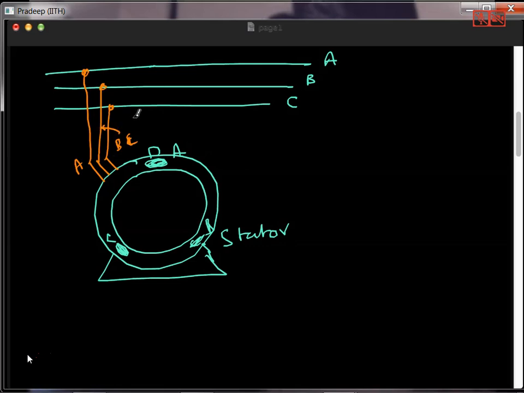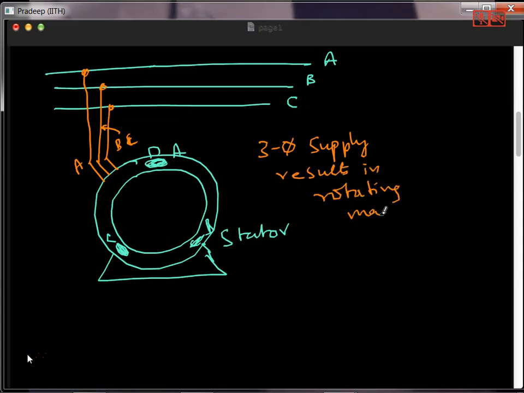As a result, a rotating magnetic field is set up. The three-phase supply results in a rotating magnetic field in the air gap. So this is the air gap, and inside this air gap a rotating magnetic field is set up.